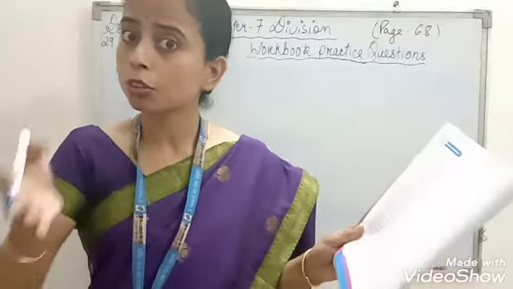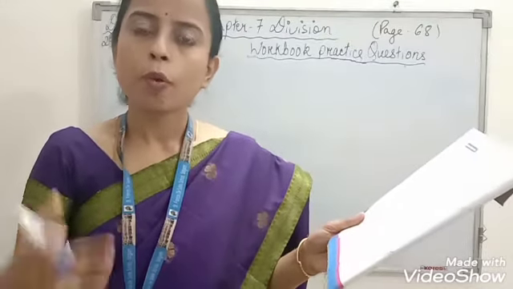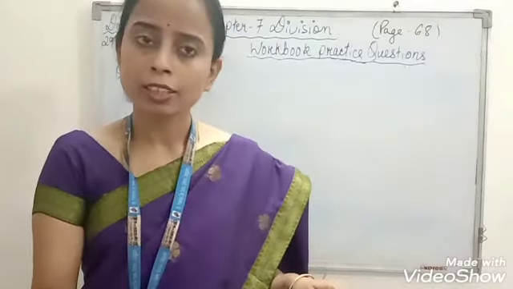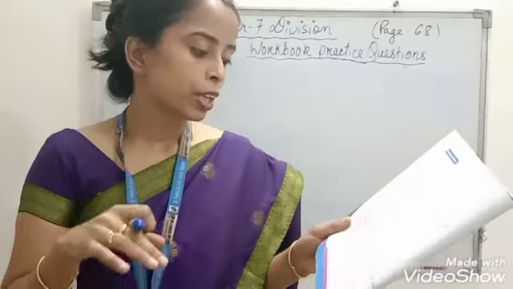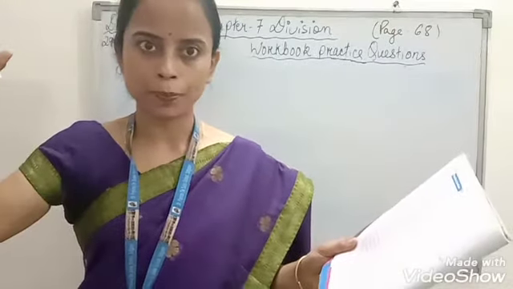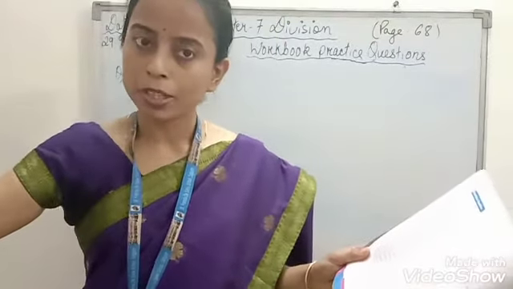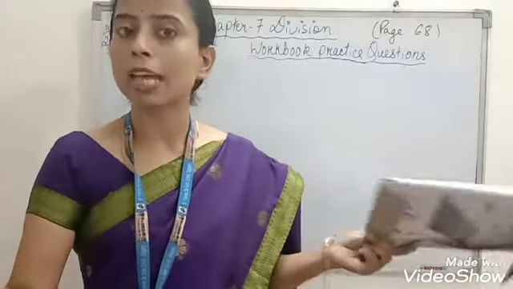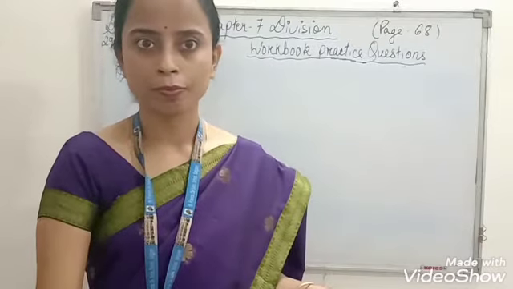Division means equal sharing. 20 boxes. The question is asking, were there any cookies left that are unpacked? Rafiq packed how many cookies? 2840 cookies. And after that, what did he do? After baking, he packed them in 20 boxes equally. Now the question is asking, were there any cookies left unpacked? That you have to calculate.